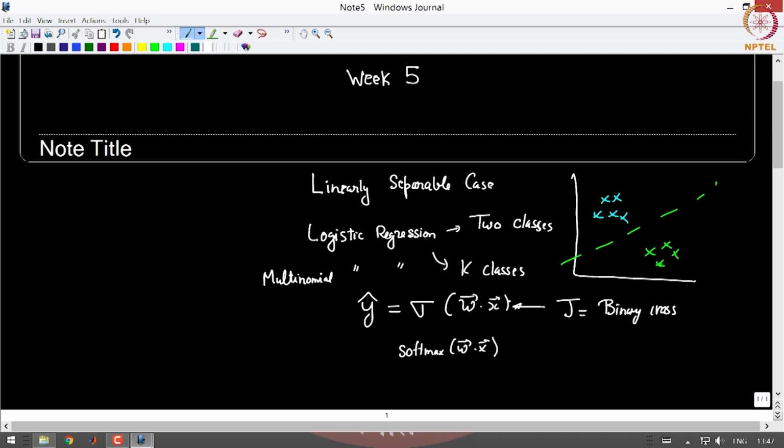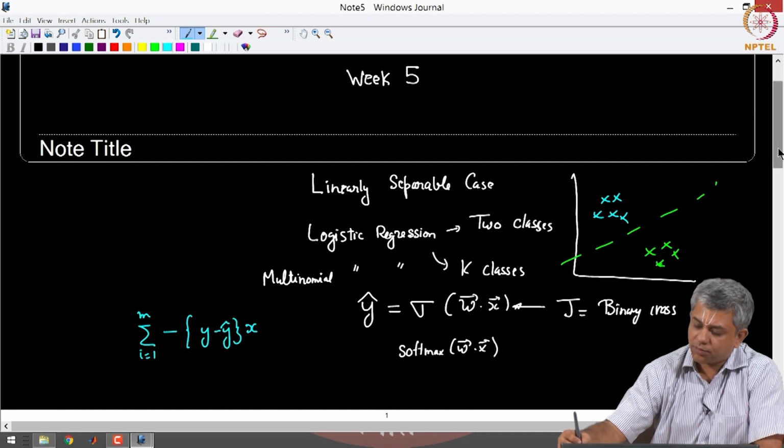In both these cases, it was fairly straightforward in calculating del J del w. It turned out to give us the same expression as before, which was y minus y hat times x, summation from i equal to 1 to m. Now, this followed our general machine learning paradigm, which is you take x, guess a w, get a y hat, back propagate. Okay. So, this is what we did in both logistic as well as multinomial logistic regression cases.